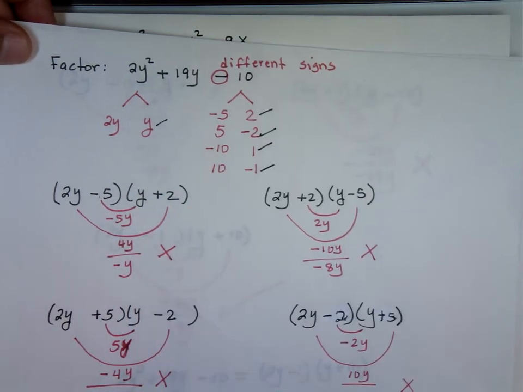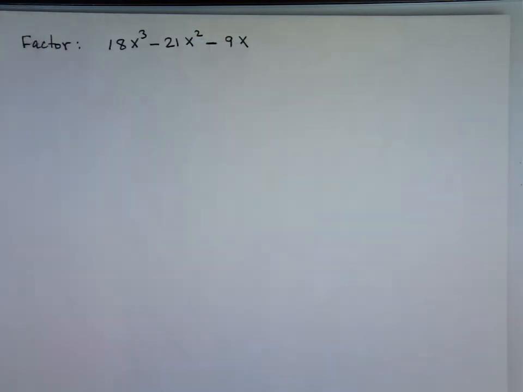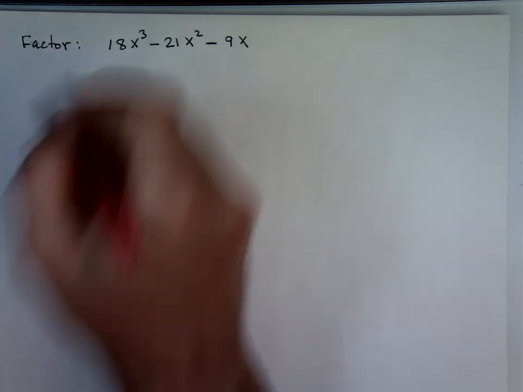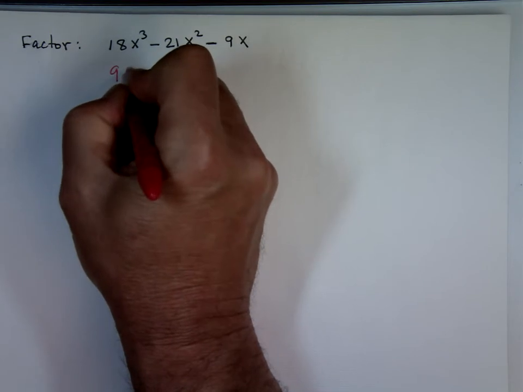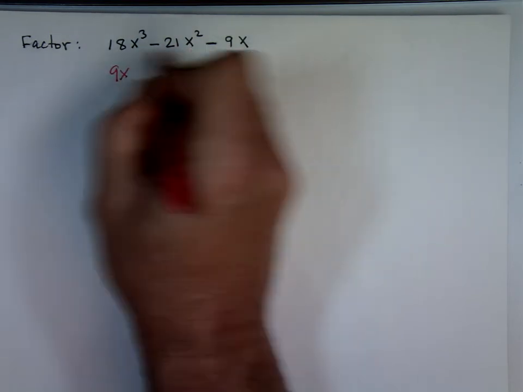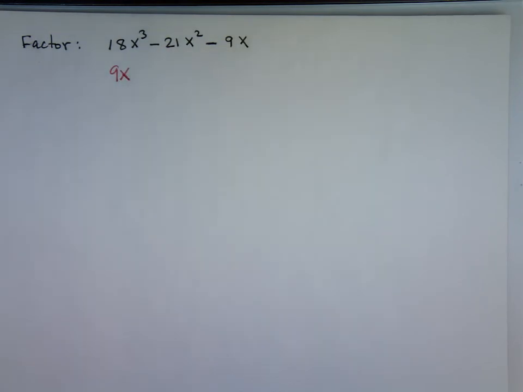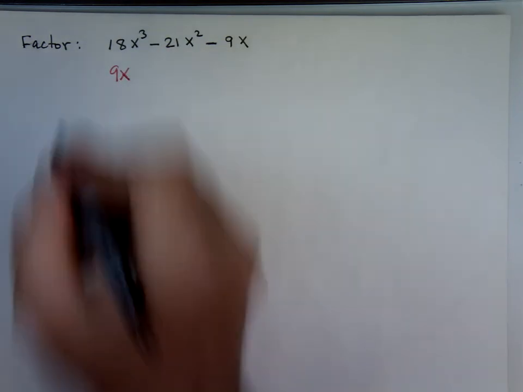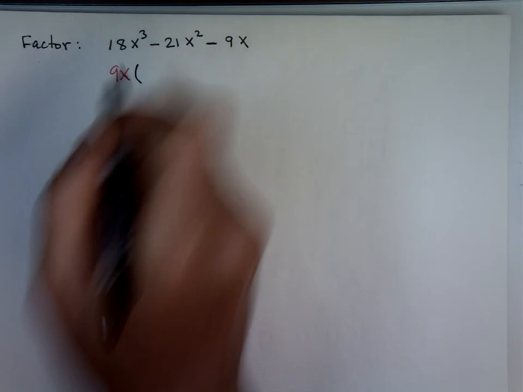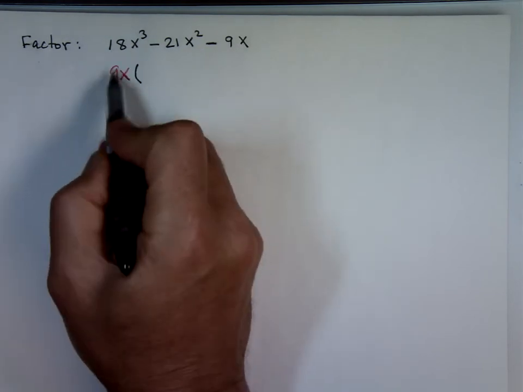Here, actually, we see something common. The 18, the 21, and the 9, they're all divisible by 9. So 9 is a common factor. So is the x. They all have at least one x in them. So if I factor 9x out, what is left here? 18 divided by 9 is what? 2.